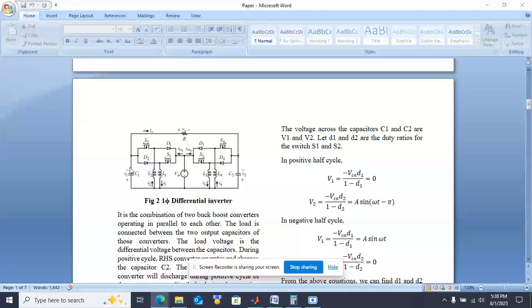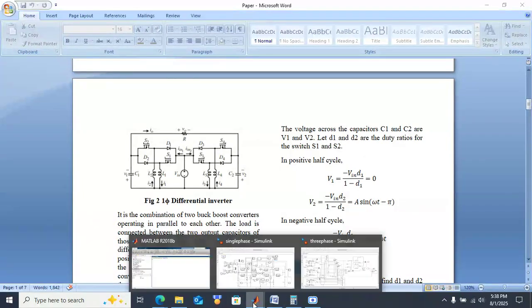By this, from the capacitors we will get the differential voltage. For the positive cycle, across C1 we will get the voltage, and for the negative cycle across C2 we will get the voltage, and from that across the load we will get the differential voltage that we can see in this simulation.